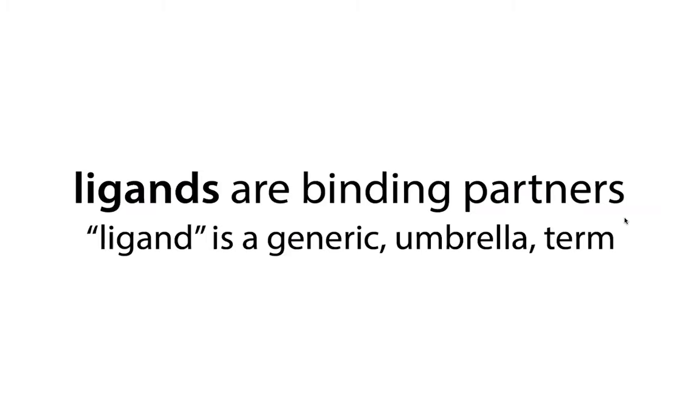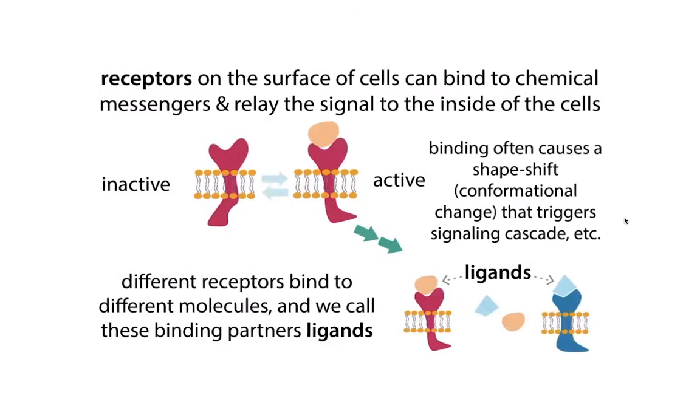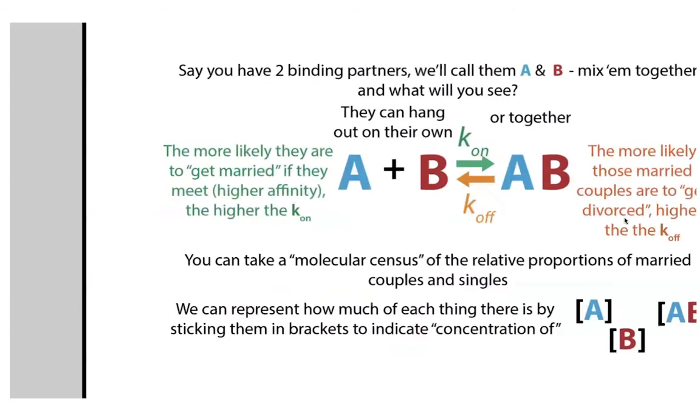Let's start with just a quick review of our binding thermodynamics and concepts. So remember that ligand is just a word for a binding partner. It's a generic umbrella term. We can talk about ligands for all sorts of things, such as ligands for receptors. That's a really common one. And so today what we're going to be talking about mainly is looking at the binding of oxygen to hemoglobin. So oxygen would be our ligand, and it's binding to hemoglobin.